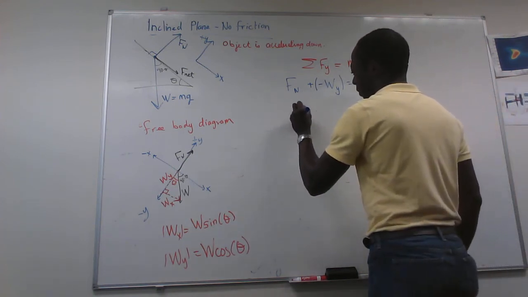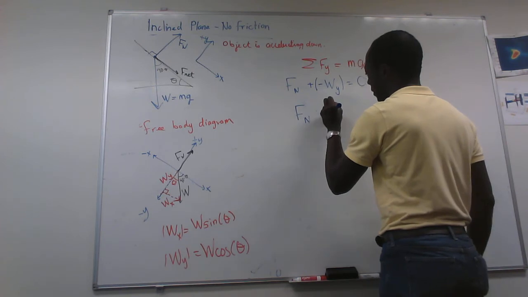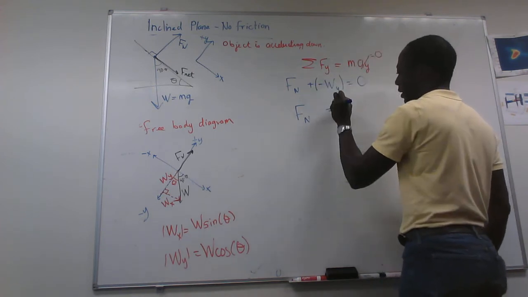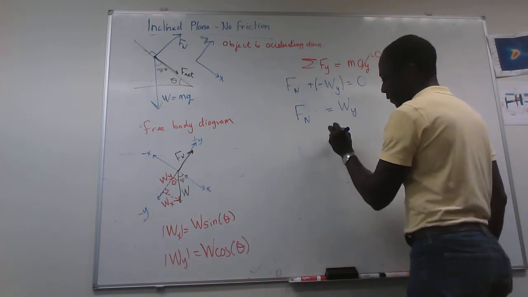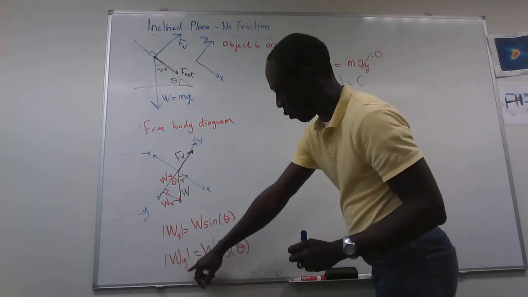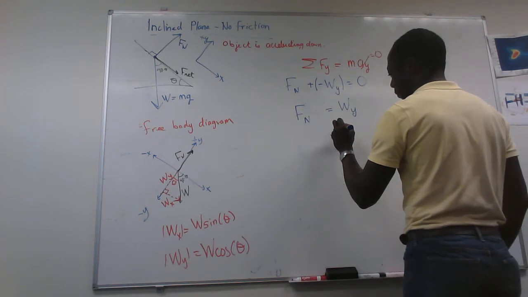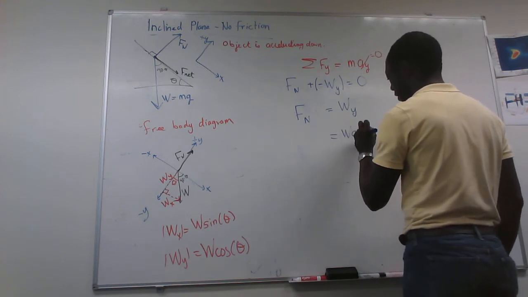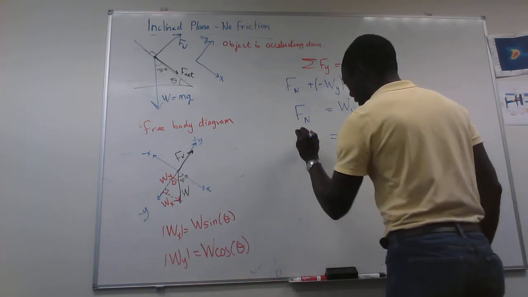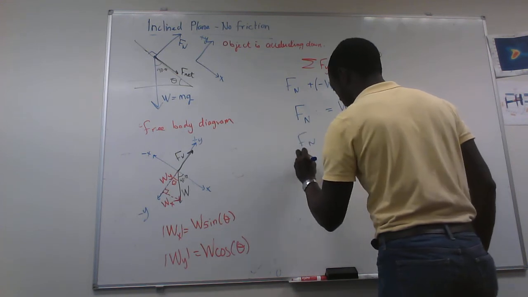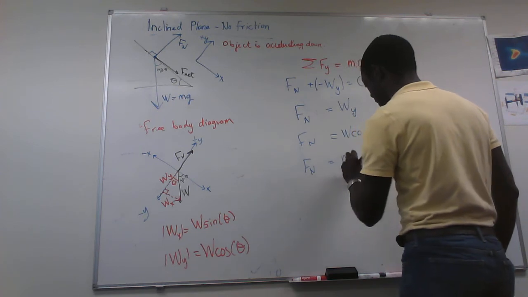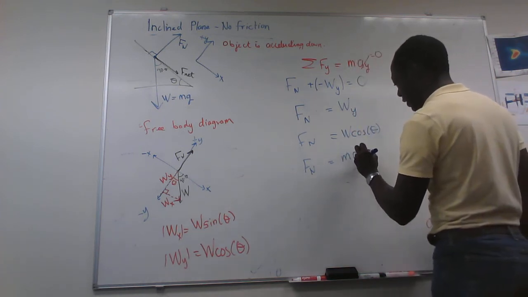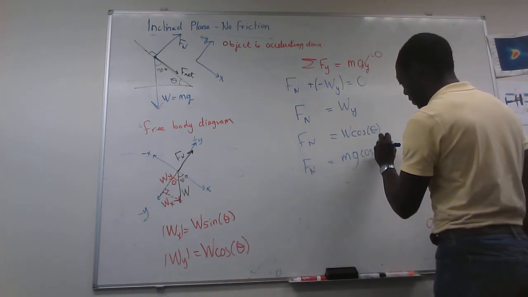So solving this out, we see that the normal force is simply going to be equal to, so this goes over here, the positive Wy, and we found the y component of the weight to be equal to the weight times the cosine of theta. So Fn, the normal force, has to be equal to mg, since the weight is mg, times the cosine of theta.